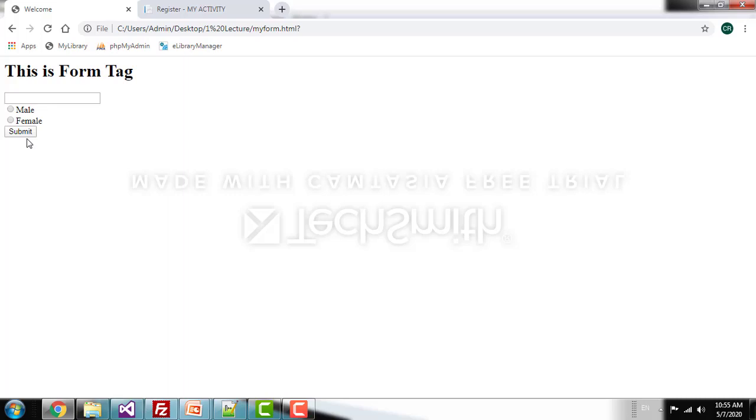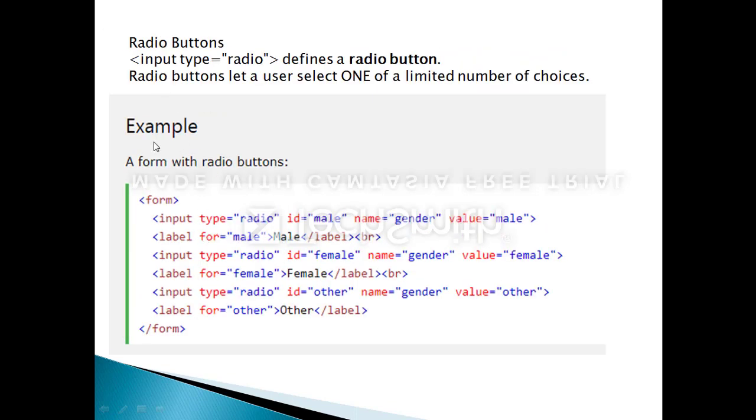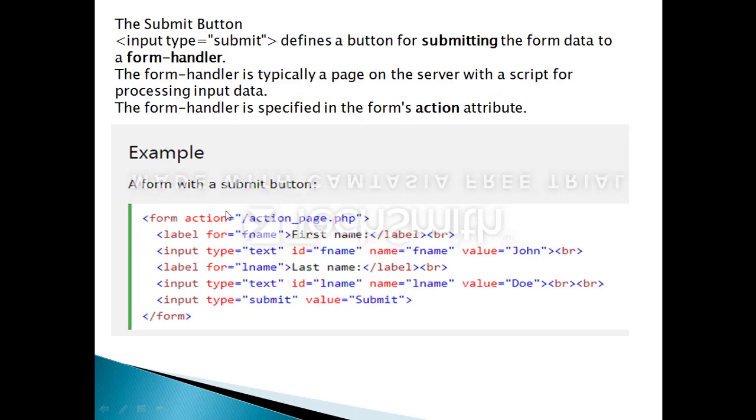Next, text field. As you can see, we have used input type is equal to text. We can give an identity to that input, that is fname, first name, last name, whatever, and the name of this input field is fname. Okay, radio button, we have seen, just input type is equal to radio. We can give id, name and value. Submit button, input type is equal to submit. Its value will be submit. It is optional, you can give it or not.